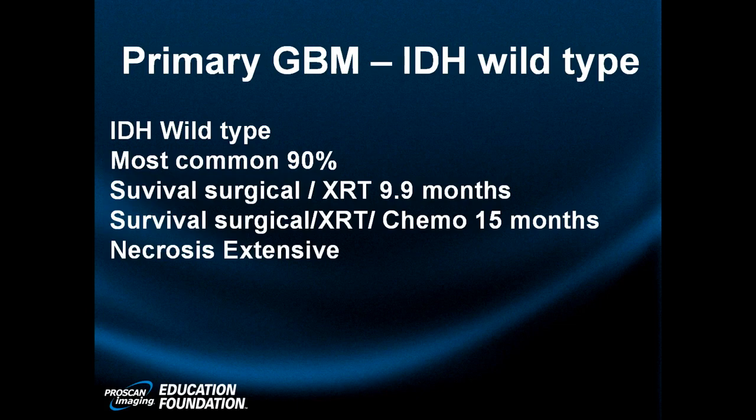So when you see a large, wild, mass effect lesion with blood and necrosis and edema, that patient could still live 6 to 10 years if they have the correct morphology. The correct molecular genetics. The IDH wild type, most common, 90%. The survival with radiation, not so good, 9.9 months. The surgical survival with radiation and chemo, 15 months, not so good. Extensive necrosis. So there is a correlation between the morphologic appearance on MR and the molecular appearance.